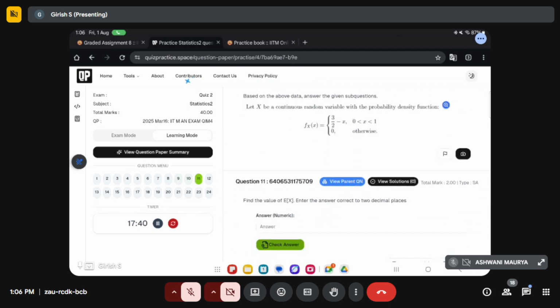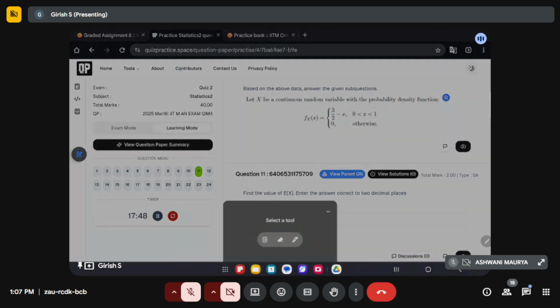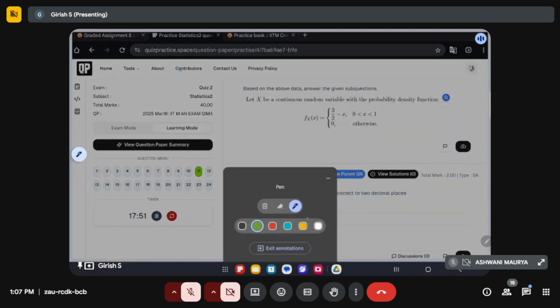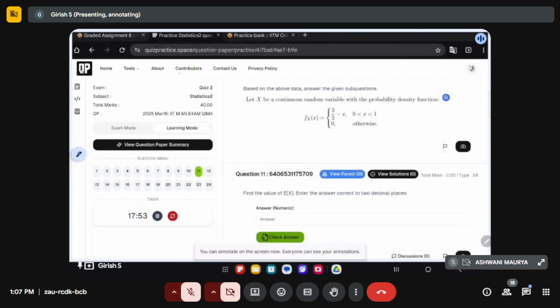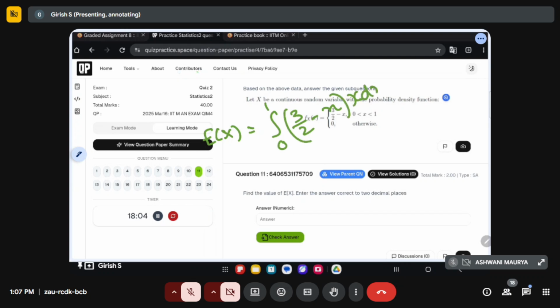Okay, so now in this question, we have to calculate the expected value of x. So how do we calculate expected value of x? Expected value E of x. It's nothing but the integral of x times f of x, 3 by 2 minus x square. So it will be 3x by 2 minus x square, which has to be integrated from 0 to 1.